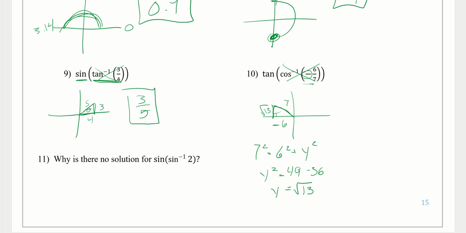Now tangent's going to be opposite over adjacent. So root 13 over negative 6. I'm going to bring that negative out in front and call it a day. I don't need to rationalize it because the root's in the numerator. Nice. Okay.